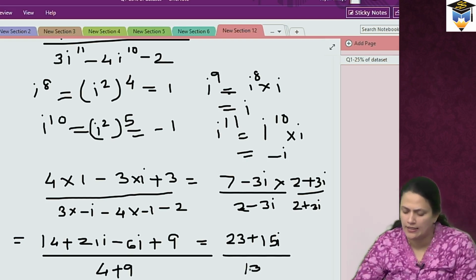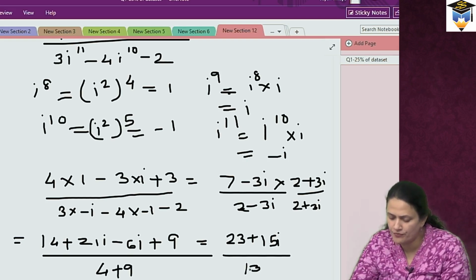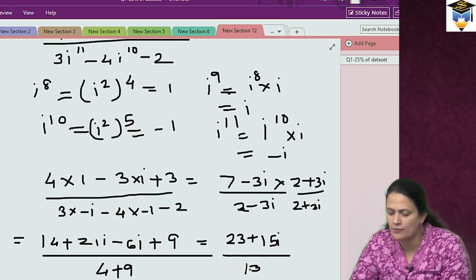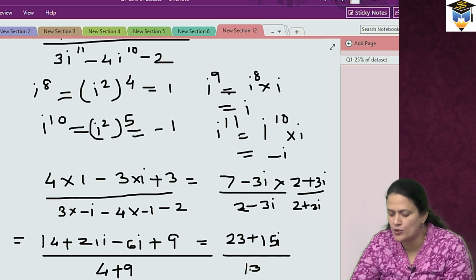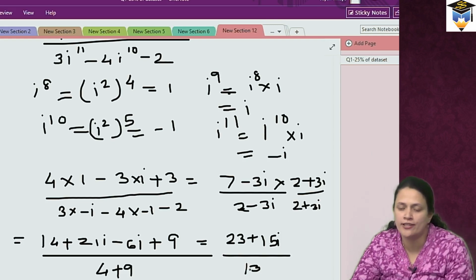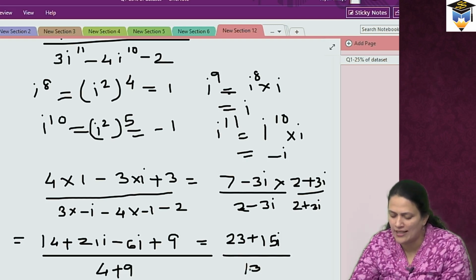Understood? Now this was also quite easy. Now question number 3, what we have to do? We have to show that minus 1 plus root 3i whole bracket cube is a real number. Okay, that we have to show. That is very easy.